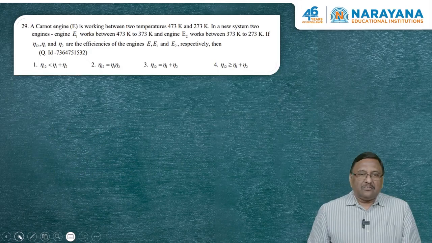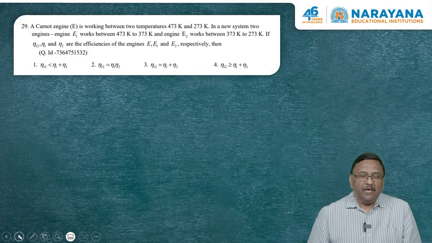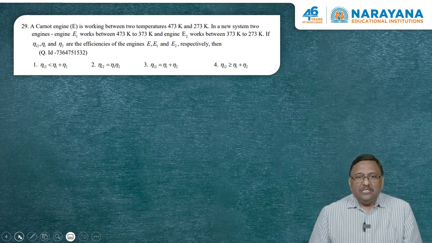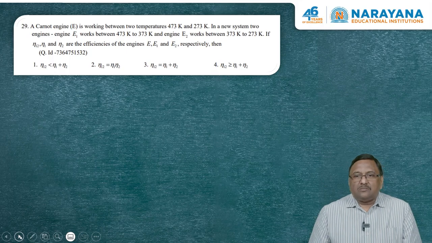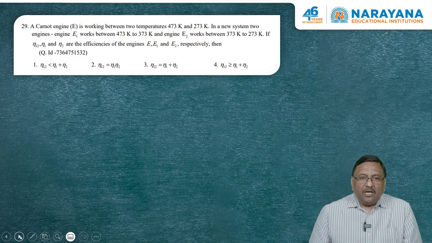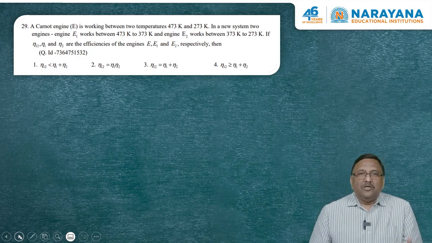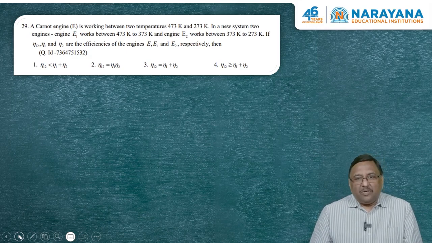See this question, what they are saying, let us read this question first carefully. Here we are saying a Carnot engine E is working between the two temperatures 473 Kelvin and 273 Kelvin. In a new system of two engines, engine E1 works between 473 Kelvin to 373 Kelvin and engine E2 works between 373 and 273. If eta 12, eta 1 and eta 2 are the efficiencies of the engines E, E1 and E2 respectively, then we are asking what is the relationship between eta 12 and eta 1 plus eta 2, something like that.